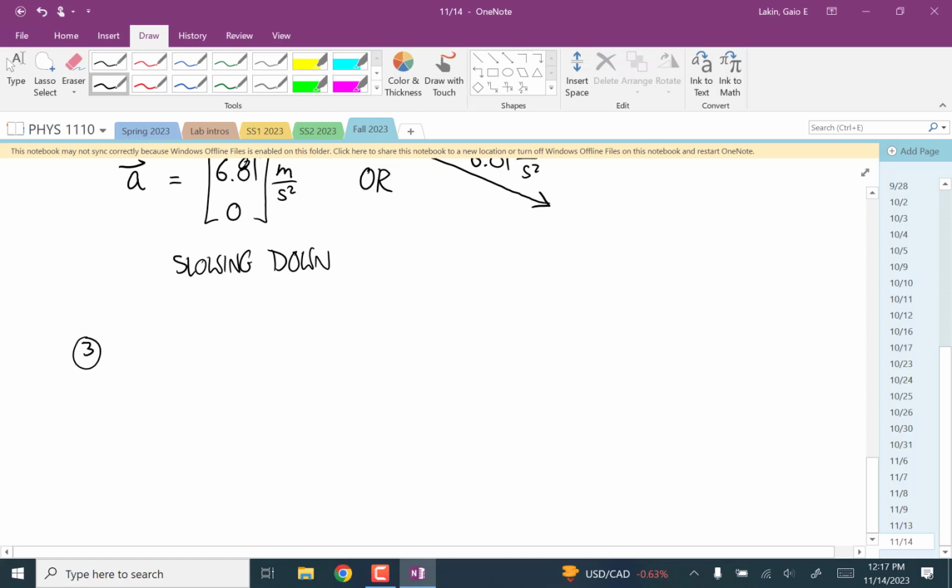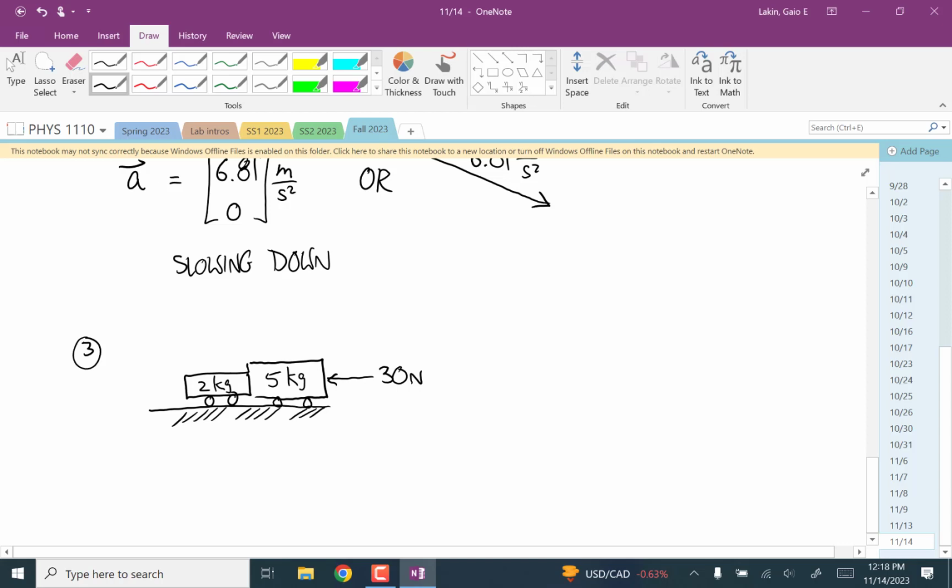And then the third one is two carts in contact with each other on a horizontal surface. This one has a mass of 2 kilograms. This one's 5 kilograms. We have a 30 Newton force here.